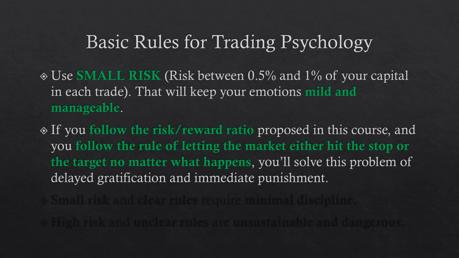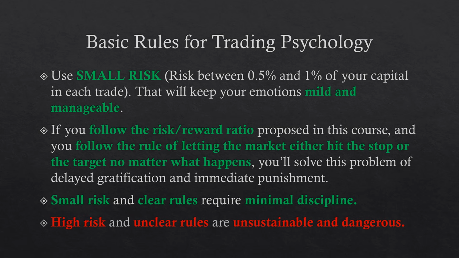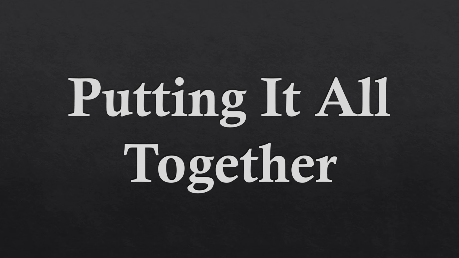To put it even more clearly, small risk and clear rules require minimal discipline. High risk and unclear rules are unsustainable and dangerous. Now it's time to put all of these ideas together.